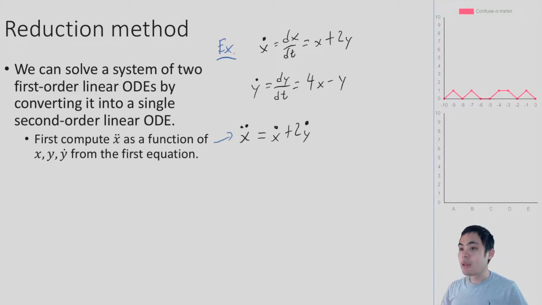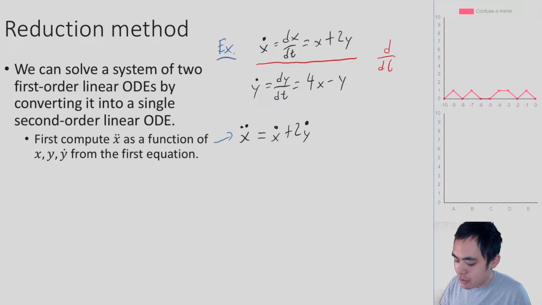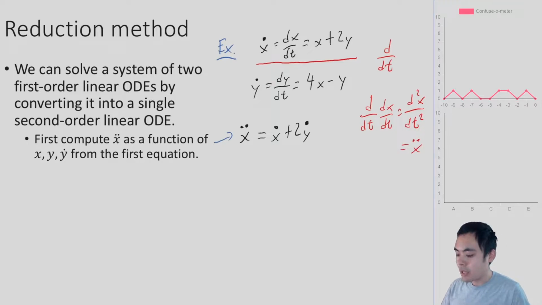Okay, so the first thing we did is we took this equation here and we took the derivative, so we applied d dt to the entire thing. When you apply d dt to x dot, which is dx dt, you get d squared x dt squared, which is x double dot. And you do the same thing for x plus 2y, and you get x dot plus 2y dot. So you've added a dot to everything by taking the derivative with respect to t again. Okay, so that's the first step.